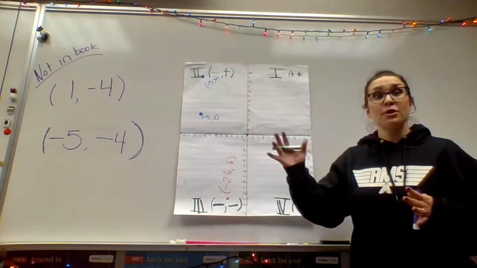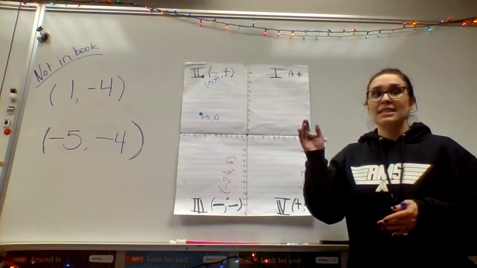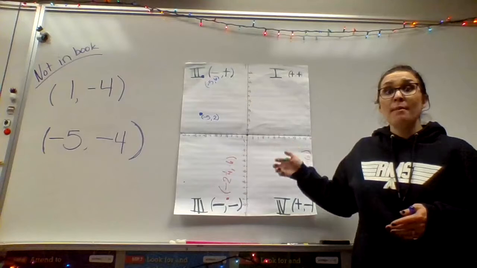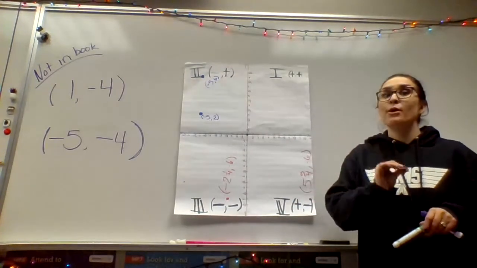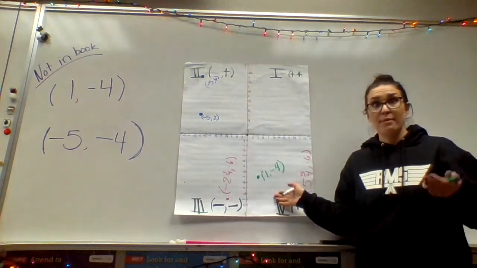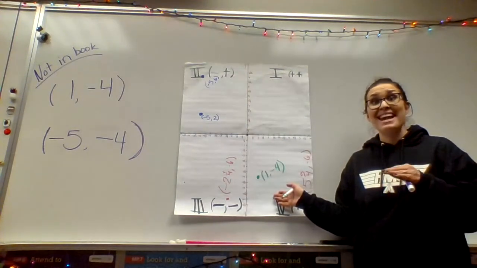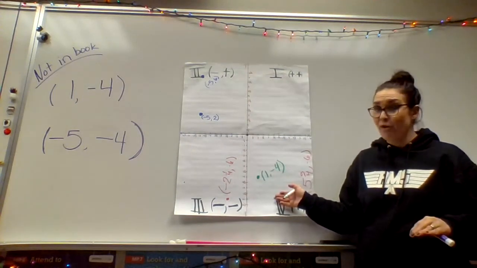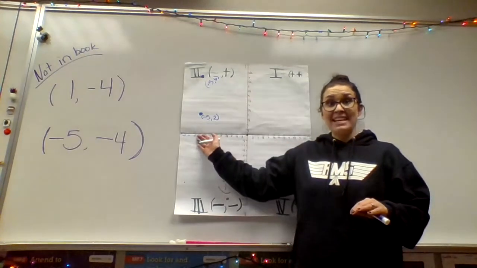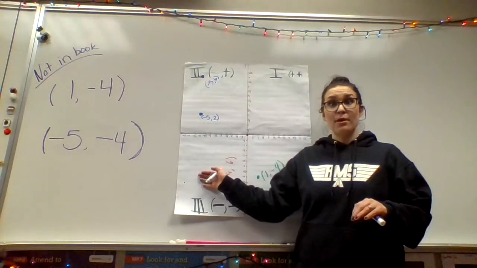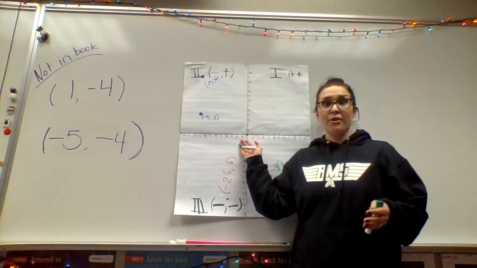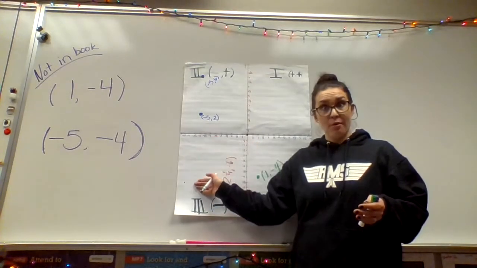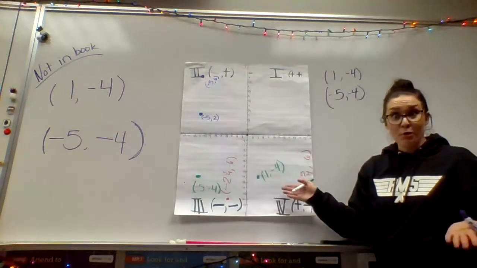Okay, so our first ordered pair is +1, -4, positive and negative. It's going to be over here. So again, I'm going to graph +1, -4. My second point is now going to be -5, -4. So since I have a negative x and a negative y, it's going to be over here in that third quadrant, my friends. So again, now I'm going to graph -5, -4. Graphed both of these points, correct?